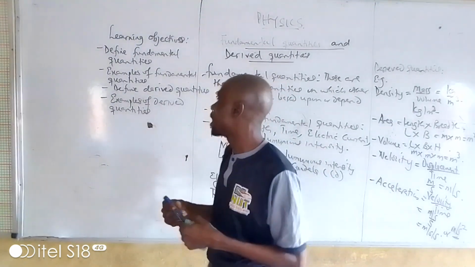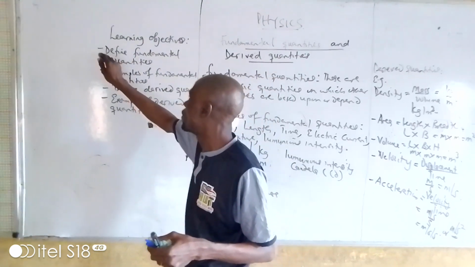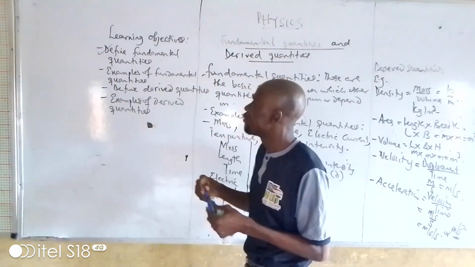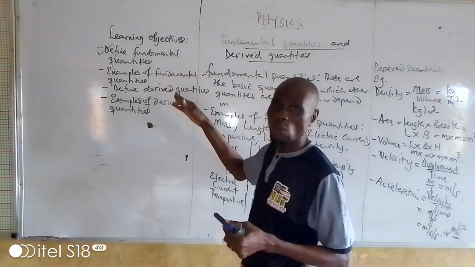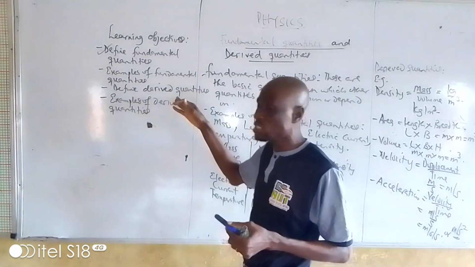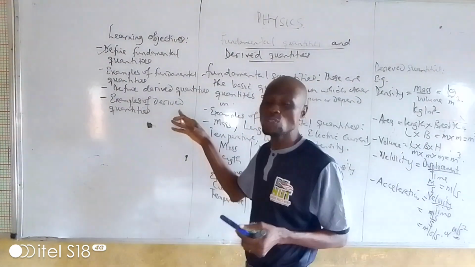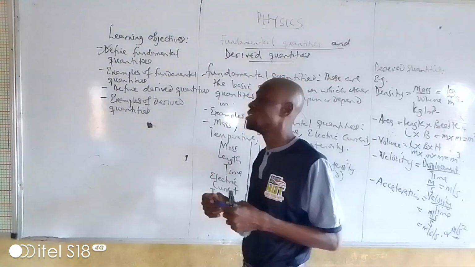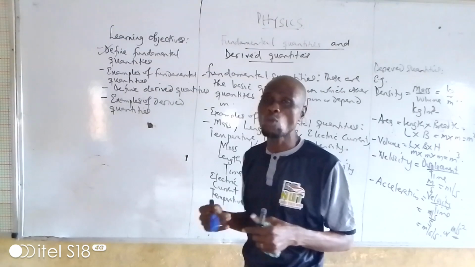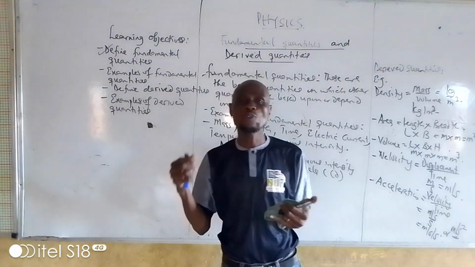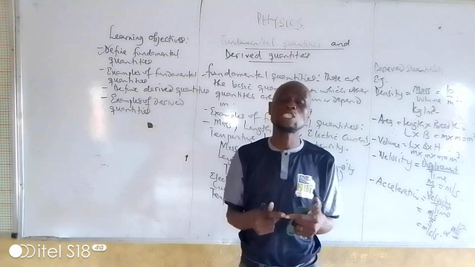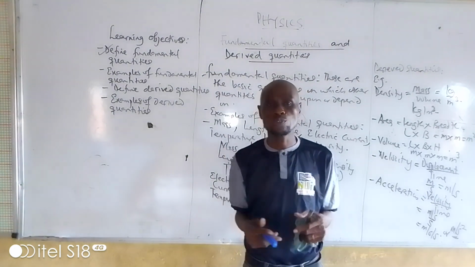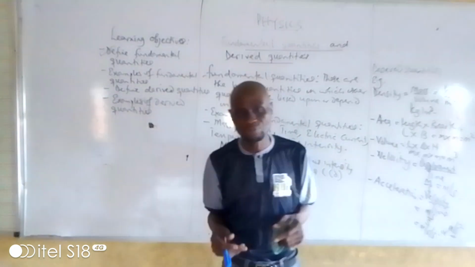So we are able to cover all our learning objectives. We have defined fundamental quantity. We looked at examples of fundamental quantity. We have likewise defined derived quantity, and we have looked at examples of derived quantity. So we are able to cover our four learning objectives. This is where we are going to stop today.